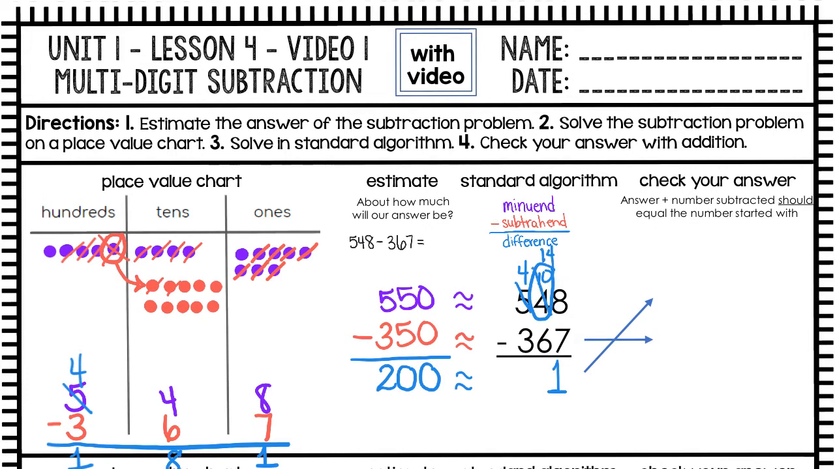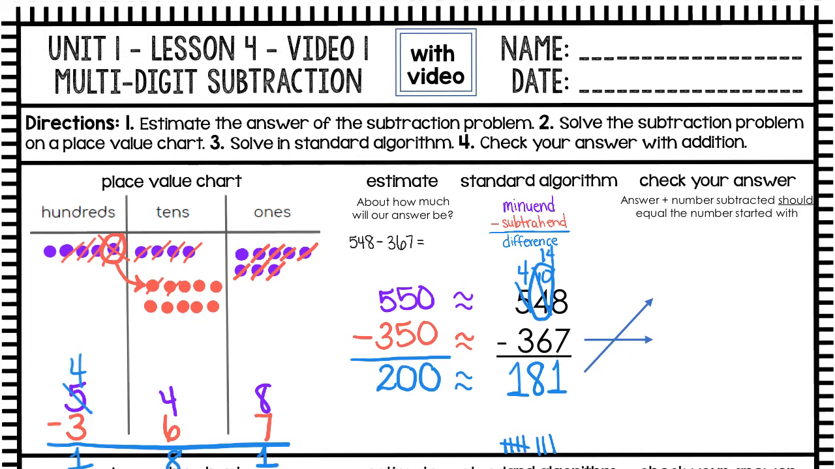So 14 minus 6, I'm going to count up from 6. 6, 7, 8, 9, 10, 11, 12, 13, 14. I'm stopping at 14 because I know that there are 8 in between 6 and 14. So 14 minus 6 is 8. And then I'm in my hundreds. 4 minus 3 is 1. I got my same answer here as I got in my place value chart. 181 is about 200. Now we're going to check our answer.